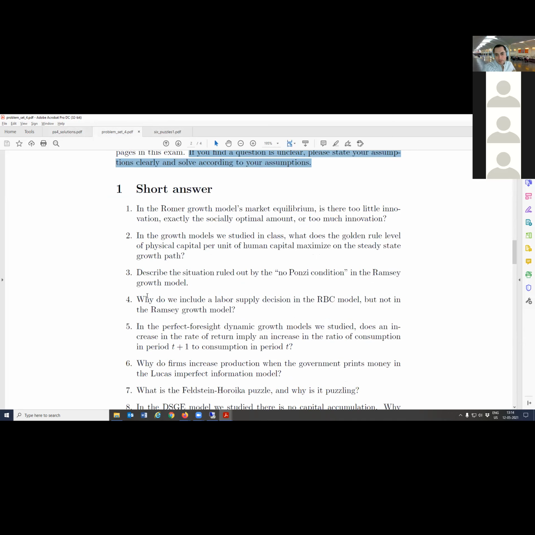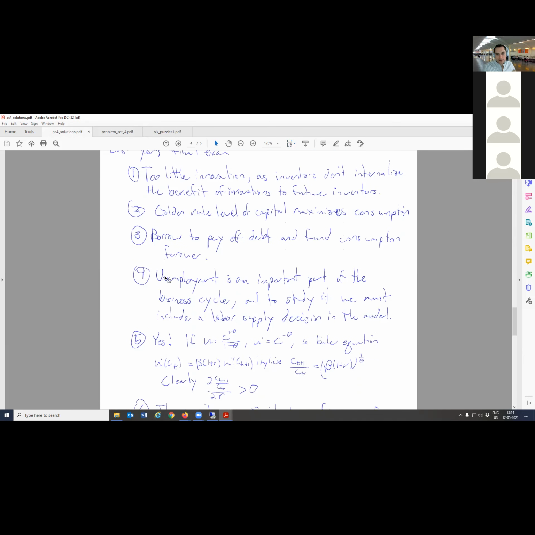All right, number 4, why do we include a labor supply decision in the RBC model, but not in the Ramsey growth model? All right, so I write, unemployment is an important part of the business cycle, and to study it, we must include a labor supply decision in the model. Okay, so implicitly, unemployment isn't an important part of growth. That's not what we're focusing on. So we don't need to include it. It would just make the model more complicated without adding any insight.